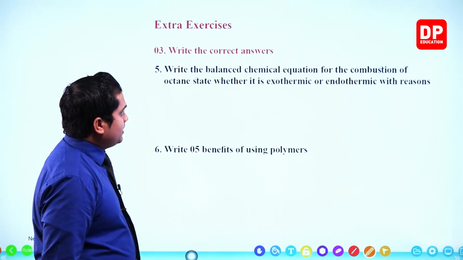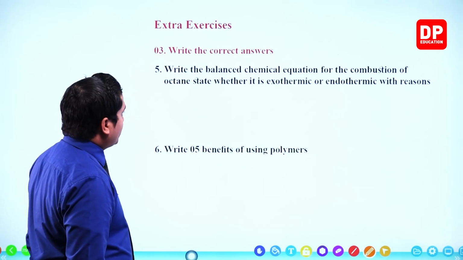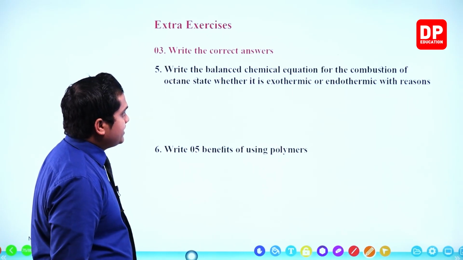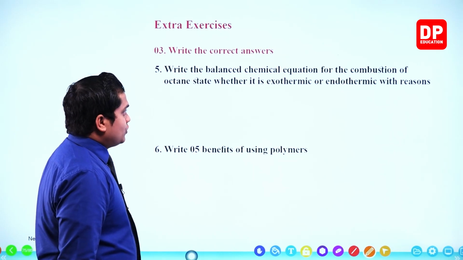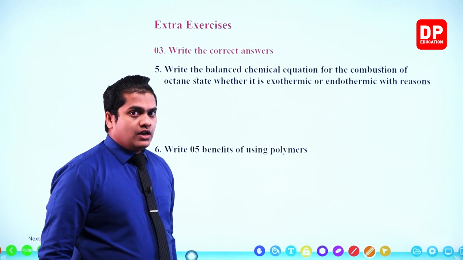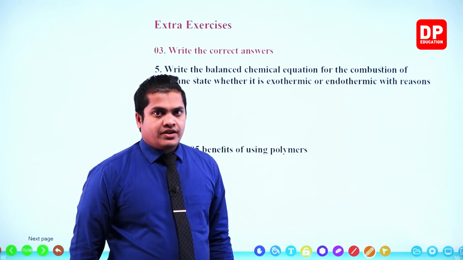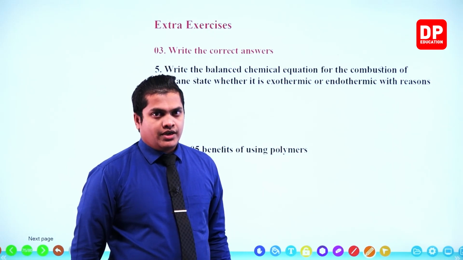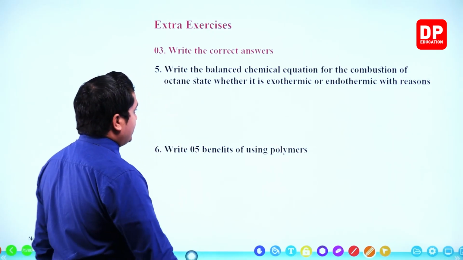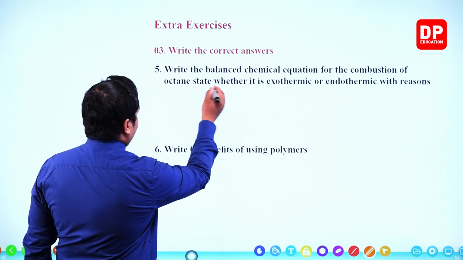Write the balanced chemical equation for the combustion of octane. State whether it is exothermic or endothermic with reasons. So, combustion of any fuel is an exothermic reaction because upon combustion, heat energy is released to the environment. First of all, we'll write the chemical equation then.